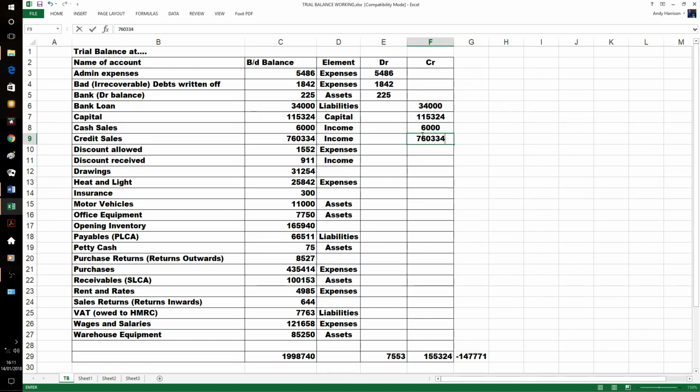Very big income for a sole trader. I really think they should be advised to turn into a limited company.